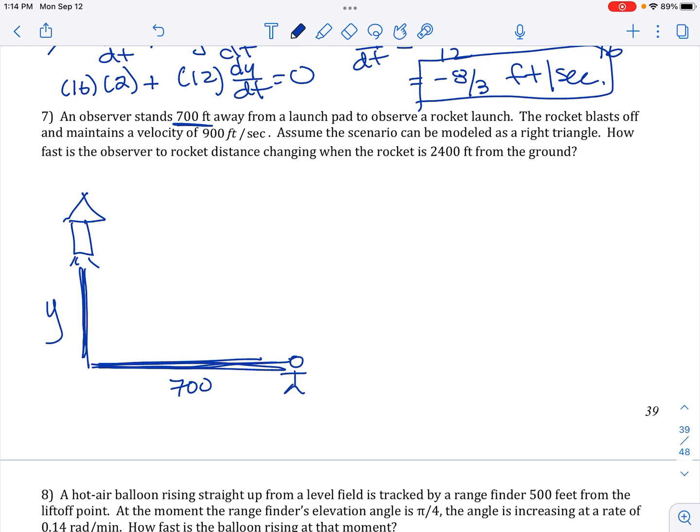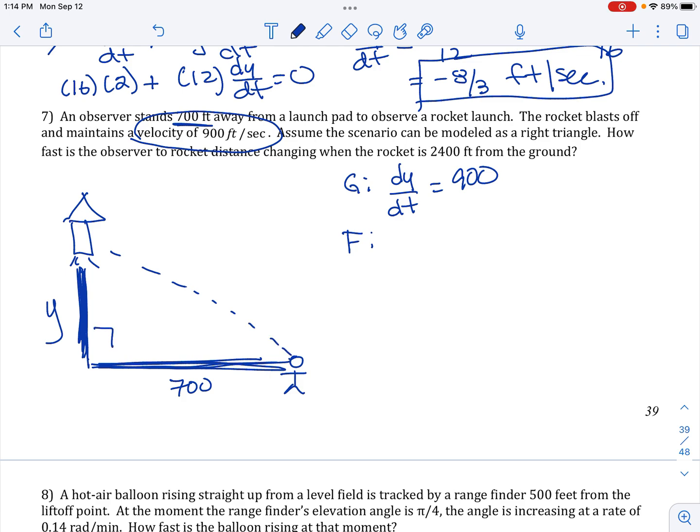The rocket blasts off and maintains a velocity of 900 feet per second. So what they're giving you is how fast the rocket is going up. So that is the change in y with respect to t, and that's going to be 900. And it says this can be modeled by a right triangle. So let's draw a right triangle here.